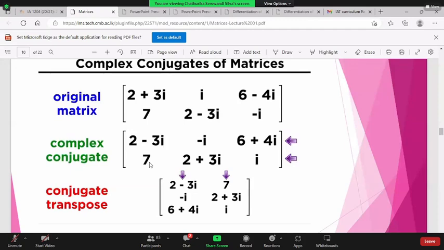Right. So if you are asked to find a conjugate transpose, that means within that question you have to first find the conjugate, then you have to do the transpose. Two operations are involved. Right. If you are asked to find the conjugate transpose, first you need to get the conjugate, then you have to do the transpose of the conjugate matrix.